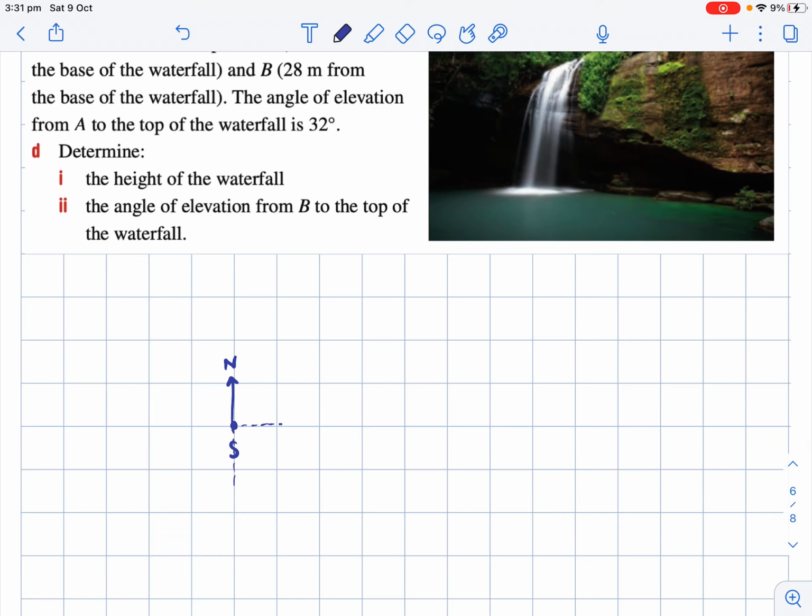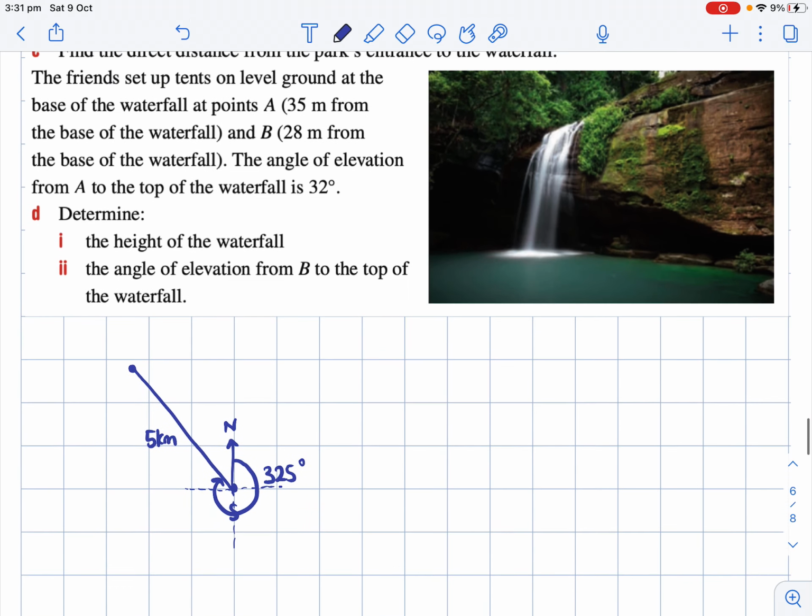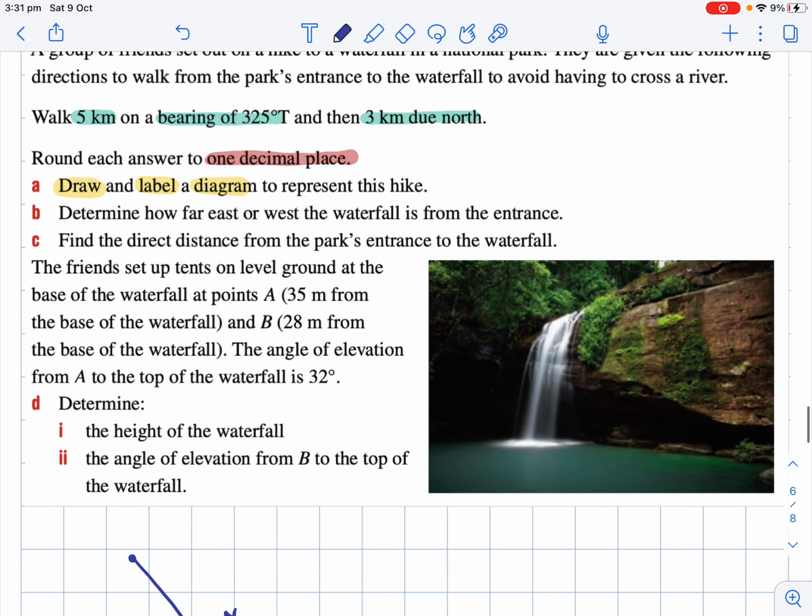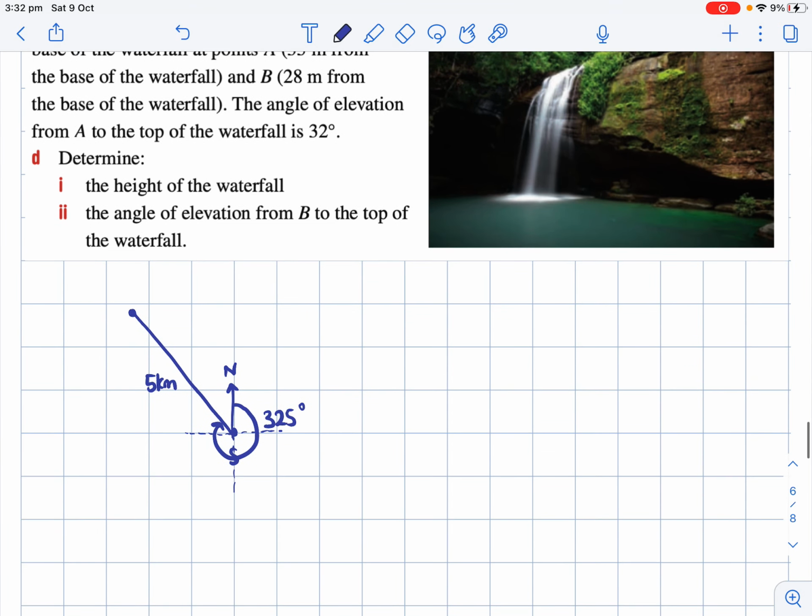So I know that that's 90, I know that that's 180, that's 270. So 325 degrees is going to be somewhere up here like this. And that was 5 kilometres. And the bearing, 325 degrees. Cool. Next part of the problem, they then go due north for 3 kilometres. Right, so I've got to go north 3 kilometres from here.